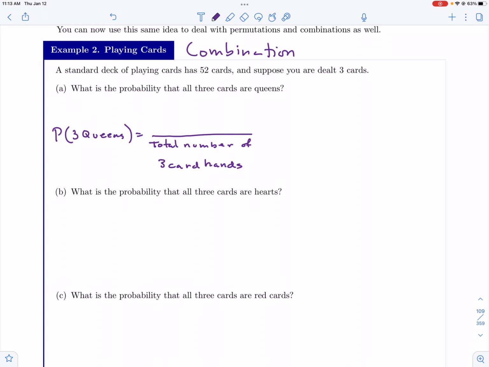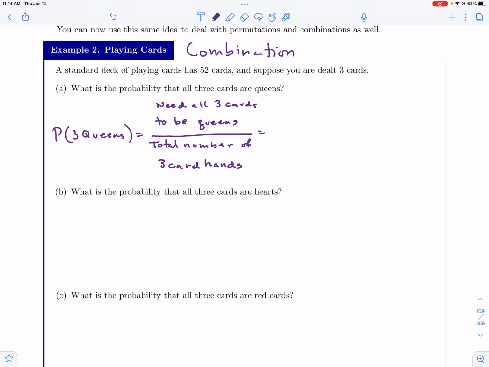It's going to be our bottom. And then so the top, we want to make sure that all 3 cards are queens. So we need all 3 cards to be queens. So again, sometimes the top number is the trickier one to figure out. The bottom number, again, is exactly what we did in the last section.